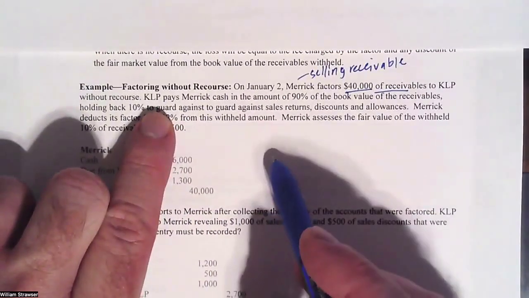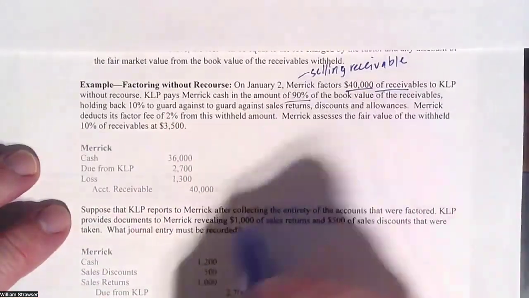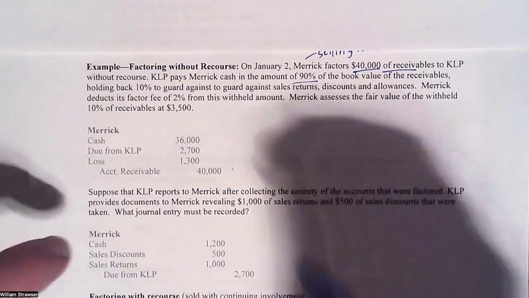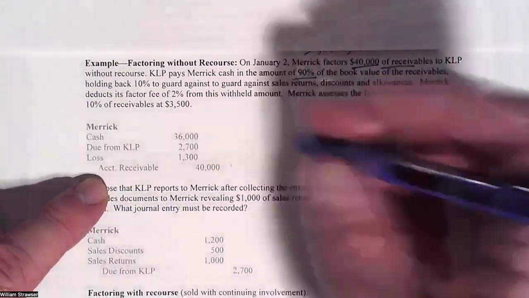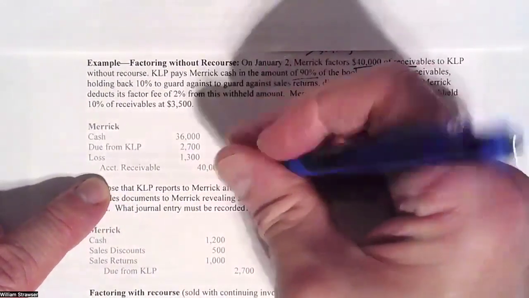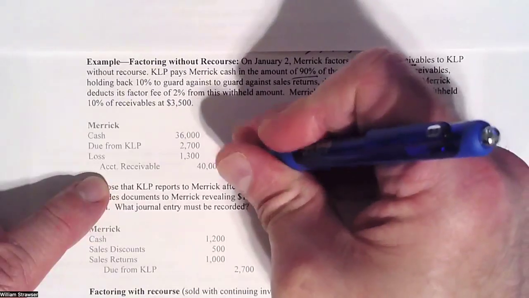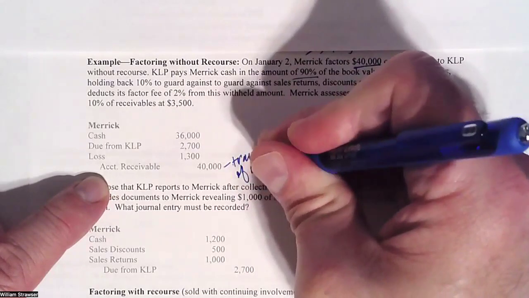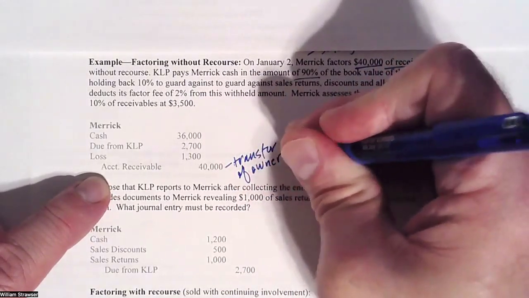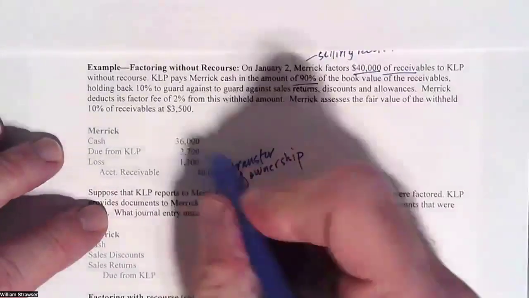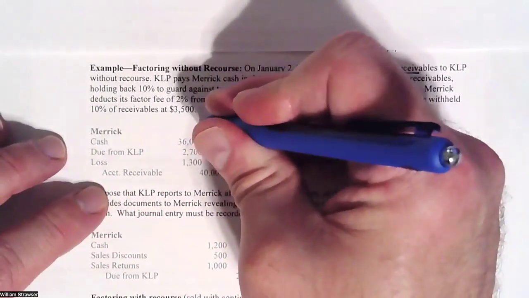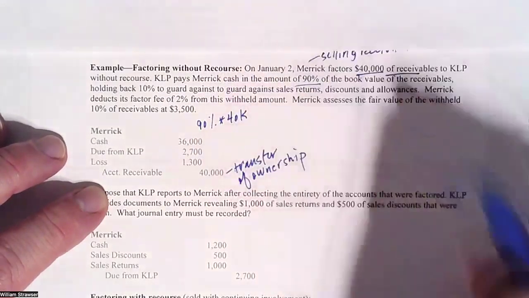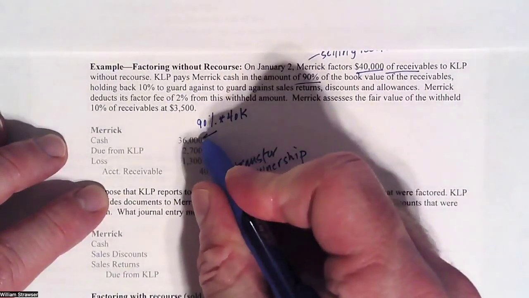And let's look at that really quick before we go any further. 90%. So how do those two pieces fall out in the journal entry? We credit the receivables to show the removal, or transfer, of ownership. It is a sale. And Merrick no longer has rights to these receivables as part of the sale. We only get 90% of the receivables sold. So 90% times the 40,000 that we sold comes to us in cash.